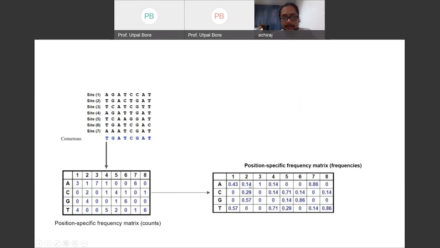But it's not again probability, okay? It's a position specific frequency matrix. But still, if you add all this, you'll always get 1.